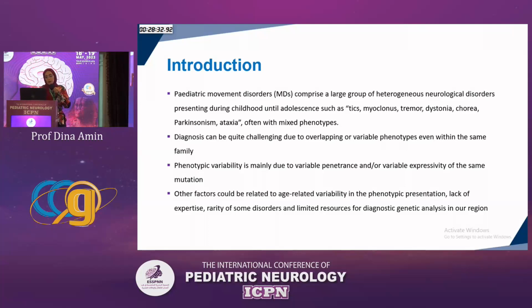Other phenotypic variability is mainly due to variable penetrance and or variable expressivity of the same mutation. Other factors could be involved, actually. They could be related to age variability in phenotypic presentation. It could be related to lack of expertise, and could be related to rarity of the disorders or the limited resources for genetic analysis in our region.